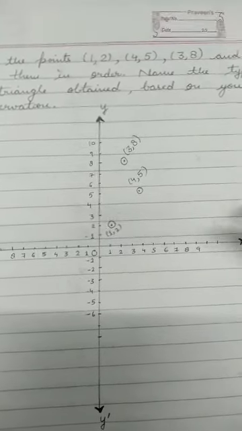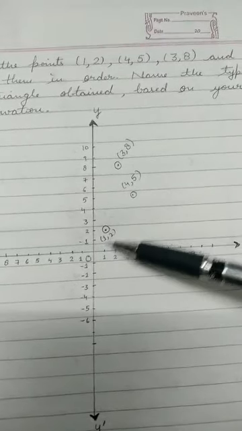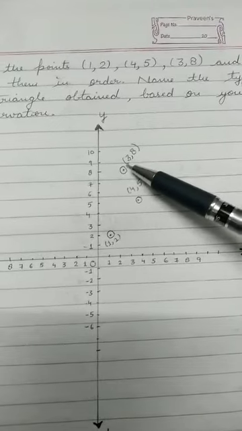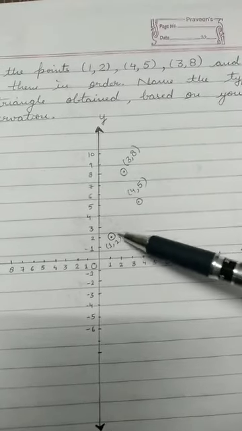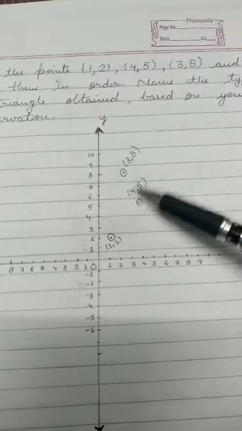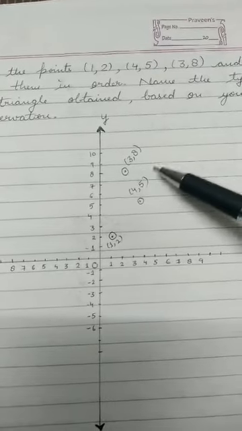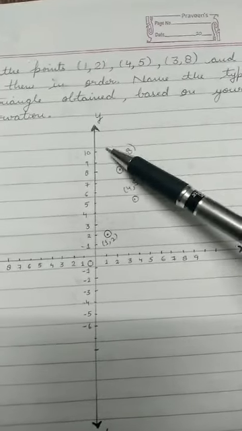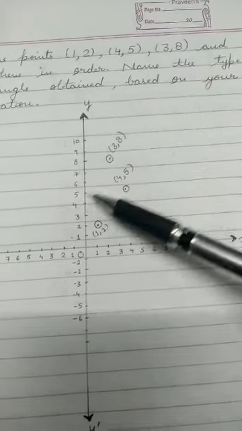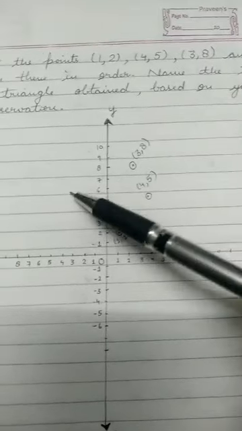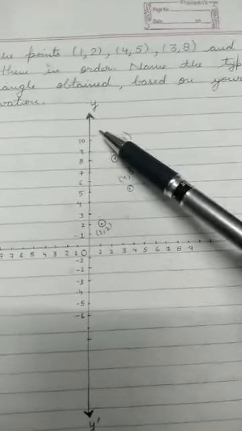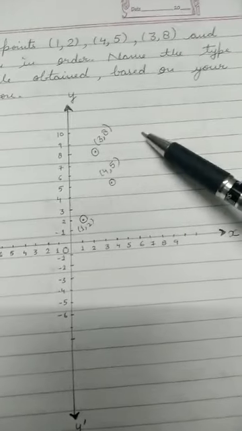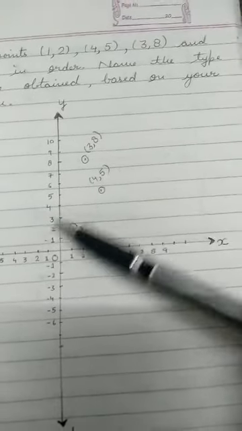In this way we can plot the 3 points (1, 2), (4, 5), (3, 8). Now since all these 3 points have plus-plus signs, they all will lie in quadrant 1. So you can show only one quadrant while plotting these points. No need to show the other 3 as I have done here. You can just show quadrant 1, so you can avoid all this.